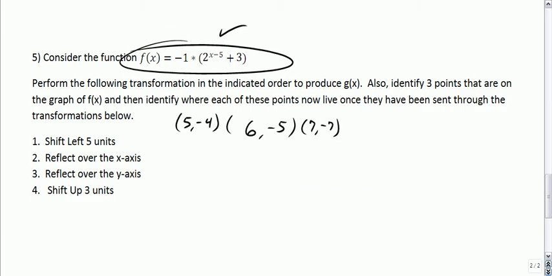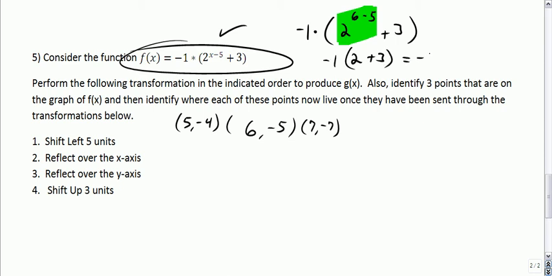Okay. Now let me pick one of the points and verify that it's on it. Okay, so if I go negative 1 times 2 raised to the, let's do this middle one, 6 minus 5 plus 3. Okay, well, 6 minus 5 is 1, so 2 to the first is 2. 2 plus 3 times negative 1 is negative 5. Okay, so I believe it. I put the equation in correctly. So I've got my 3 points. I'll just take them through the transformations real quick.